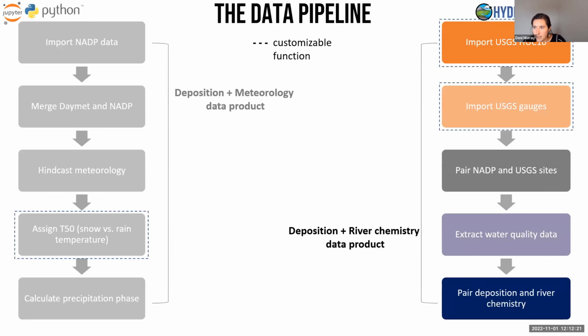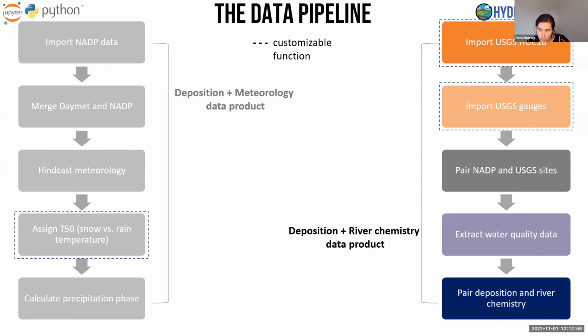So the second phase of the data pipeline pairs our wet deposition chemistry with USGS river chemistry and discharge time series. Sites were spatially paired by whether they fell within the same HUC-10 watershed boundary. And as noted by the dashed boxes around some of these functions, this part of the pipeline is customizable. I chose the HUC-10 level because it was an intermediate watershed size, but depending on the research question that a user has, they can aggregate deposition and river chemistry sites by a different HUC level.